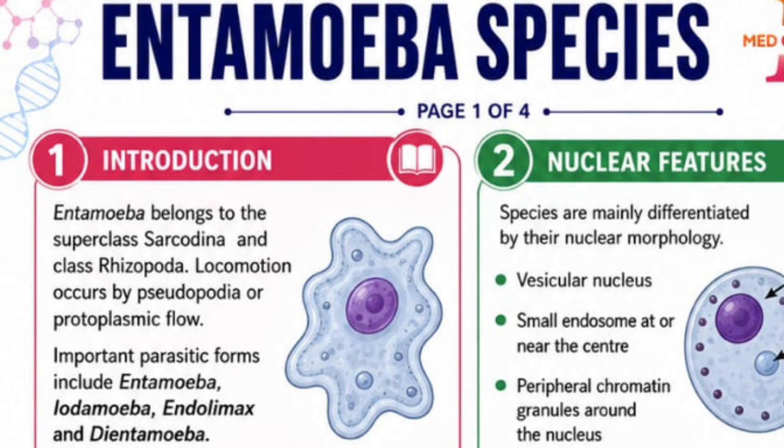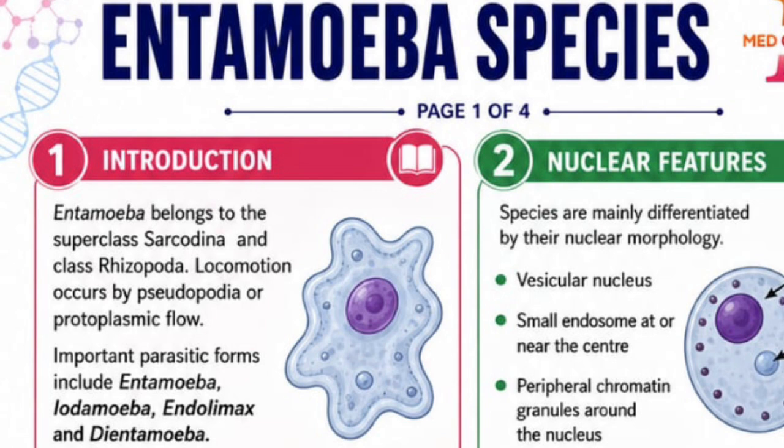Now the Entamoeba belong to a subclass called the Sarcodina, and a class called Rhizopoda. So they are from a class called the Rhizopoda and a subclass called the Sarcodina. So Sarcodina is a superfamily, so let's call it the family. The Sarcodina is the family, while the class is called the Rhizopoda.